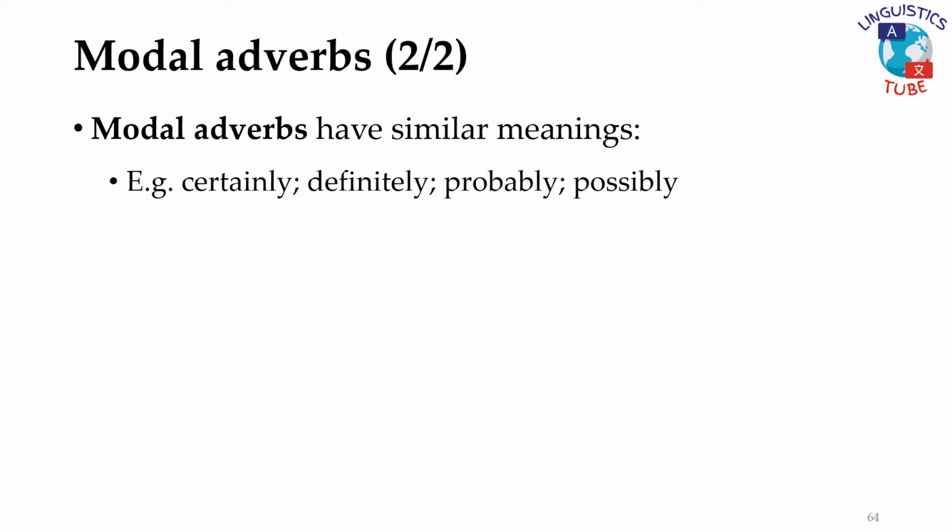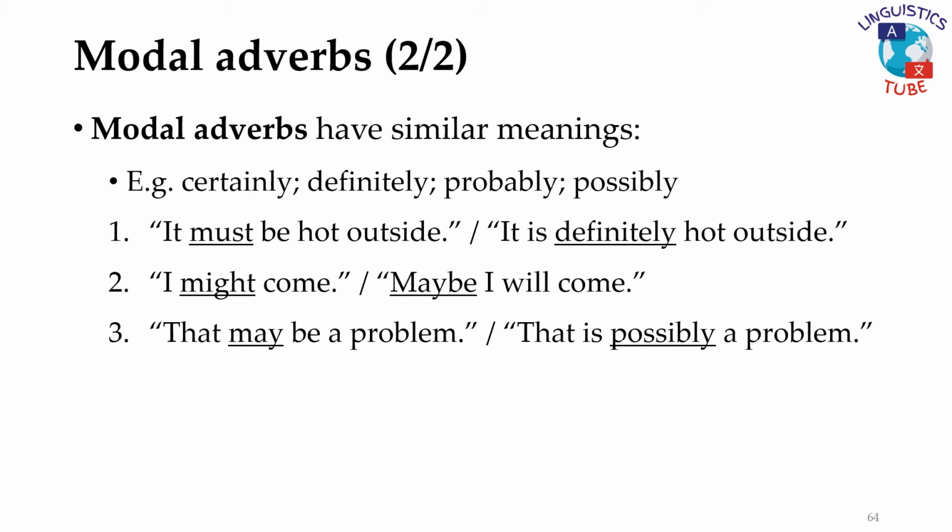There are also adverbs which have this function, and so they are called modal adverbs. Some common modal adverbs are certainly, definitely, probably, possibly. These have similar meanings to the verbs, so we can easily create 2 synonymous sentences, one with a modal verb and another with a modal adverb. For example, it must be hot outside. It is definitely hot outside. The first is a verb, whereas the second is an adverb, but their meanings are identical.